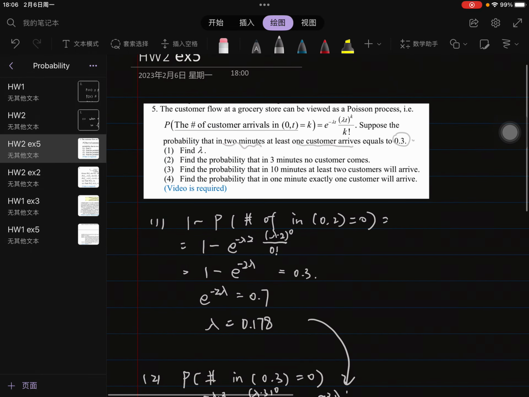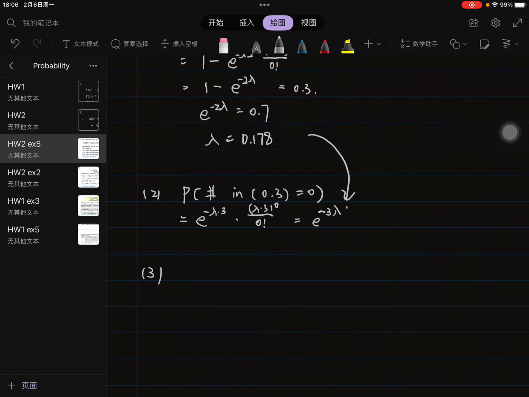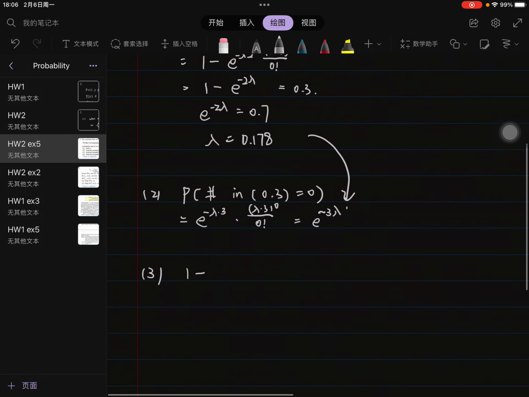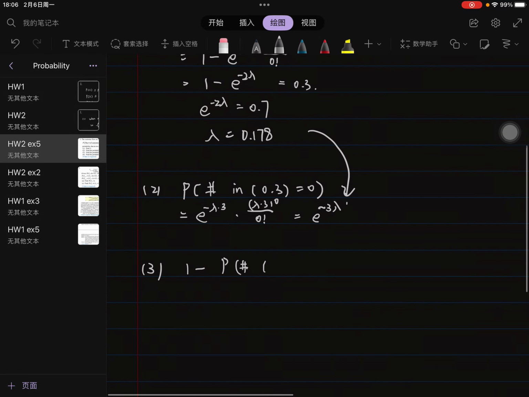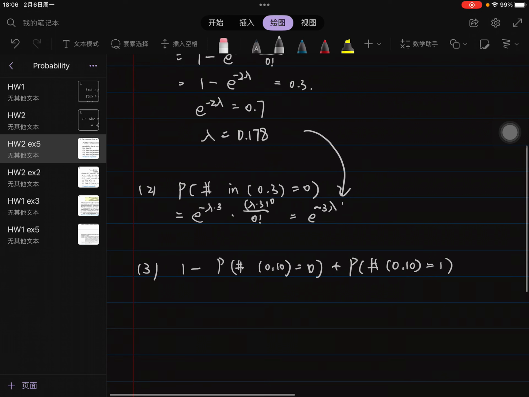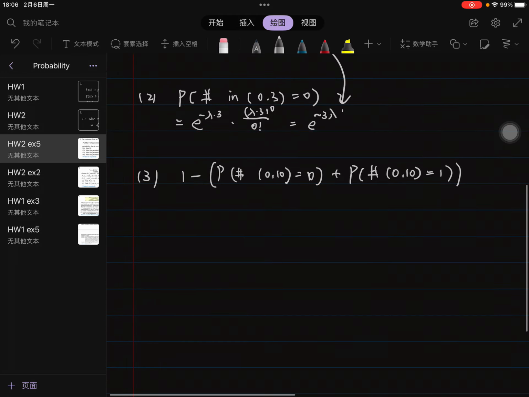For the third question, we want to find the probability that in 10 minutes at least 2 customers will arrive. So as in the previous question, we could use 1 minus the probability of the number of customers in 10 minutes equals 0, and the probability of the number of customers equals 1. I used 1 minus this, so that is at least 2 customers will arrive.